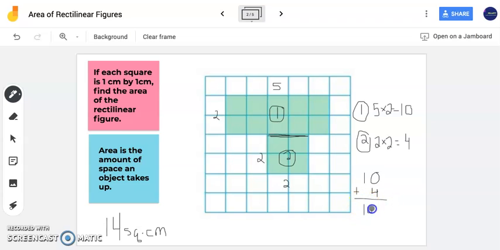So now I have 14 square centimeters. And notice that's the same answer I had before when I counted. So you could do it two different ways. You can either count or you can find the area of each figure. I recommend rewriting all of these problems on a piece of paper and always separating the figures to figure out exactly what rectangles or squares are used to create the rectilinear figure.